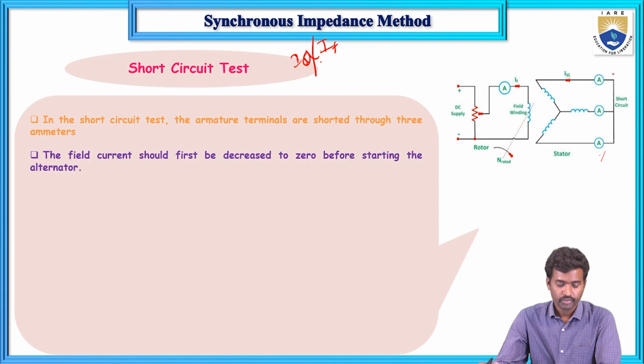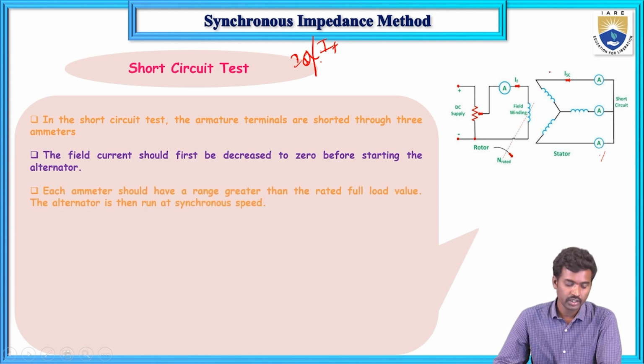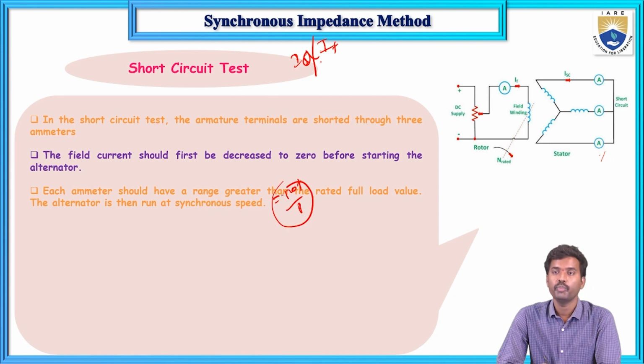And next, the field winding is the same here. First the field current is to be decreased to 0. Before starting the alternator, the field current should be decreased to 0; ensure that first. And next, the ammeter should have a range greater than the rated full load value. The alternator is then run at synchronous speed. So synchronous speed is equal to 120 f by P.